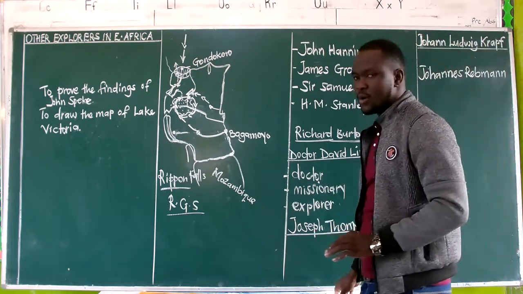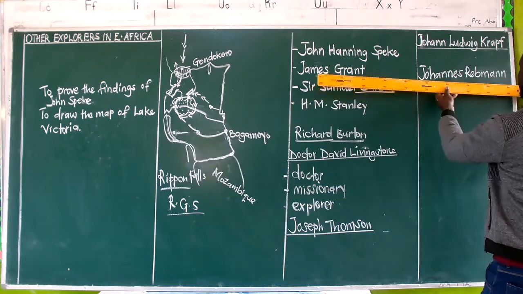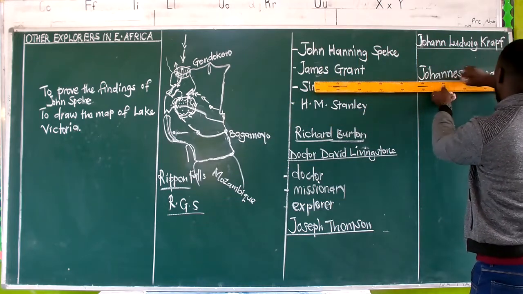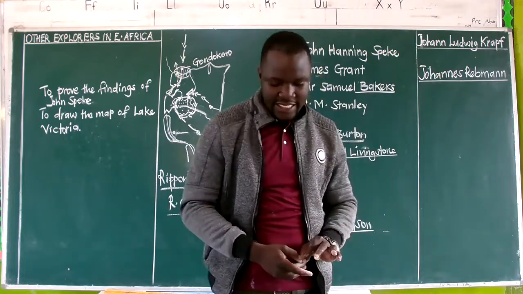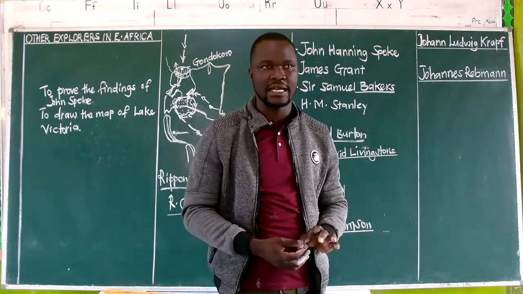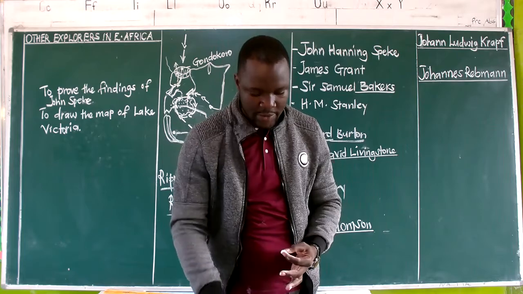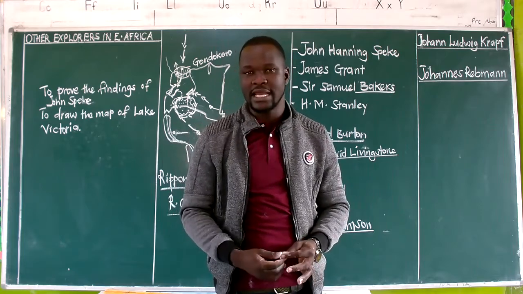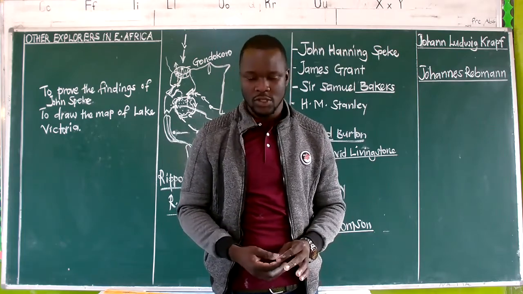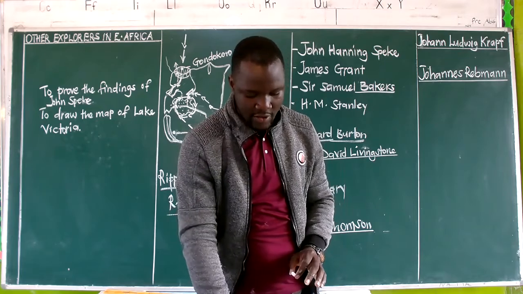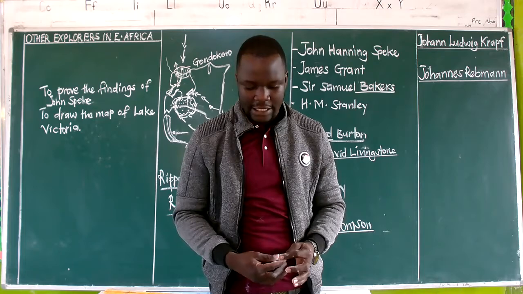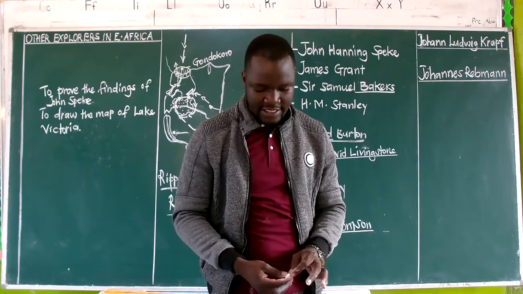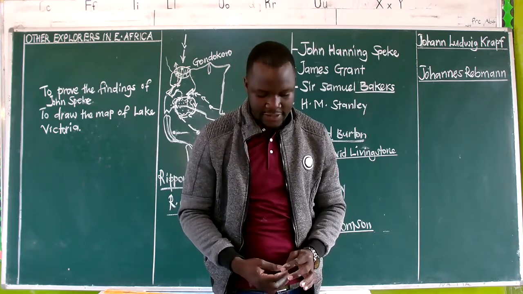That is double N. Johannes Rebmann. So we are having Johannes Rebmann. We are saying he was also a missionary, just like Ludwig Krapf. He was also a missionary as well as an explorer who helped in spreading Christianity, and he was the first European explorer to see Mount Kilimanjaro, that is in Tanzania, in 1847.